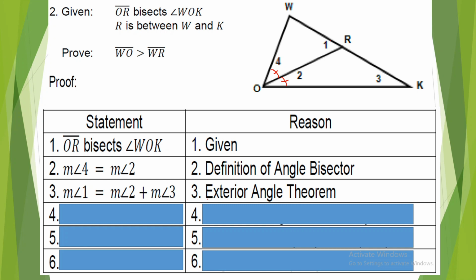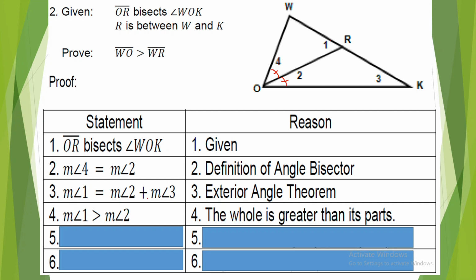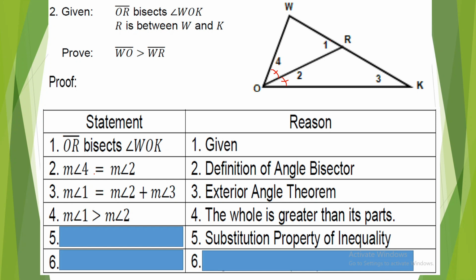Now, based on statement number 3, we can now say that the measure of angle 1 is greater than the measure of angle 2. And that is based on the fact that the whole is greater than its parts. For our next statement and reason, we have to use the substitution property of inequality. So, since the measure of angle 1 is greater than the measure of angle 2, but the measure of angle 2 is equal to the measure of angle 4, then we can now say that the measure of angle 1 is greater than the measure of angle 4.